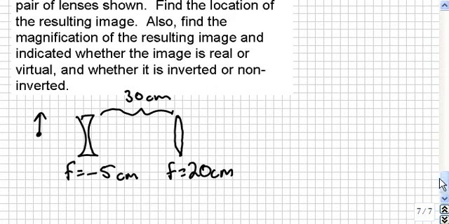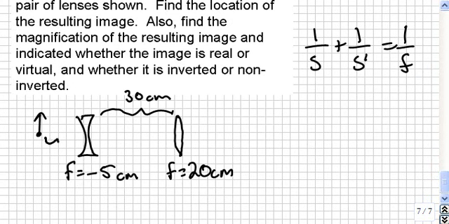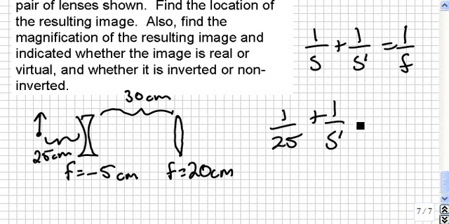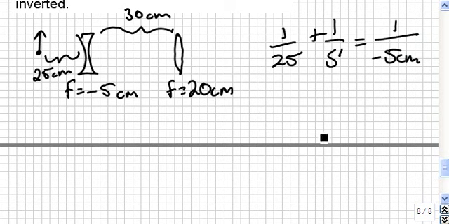So let's see how it works in this particular case. The first thing we have to do is figure out where the image is for the first lens. We use this relationship, 1 over s plus 1 over s prime is equal to 1 over f. In this case, the object distance s is given as 25 centimeters. So we can write 1 over 25 plus 1 over s prime is equal to 1 over f. The focal length is actually negative, so 1 over f is equal to 1 over minus 5 centimeters. Now we can solve for s prime.